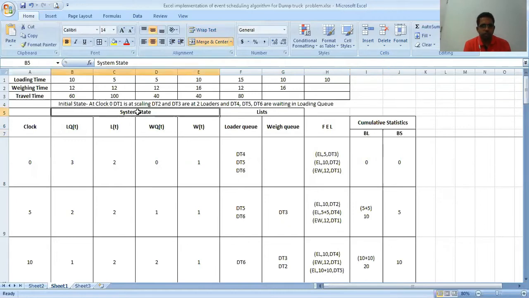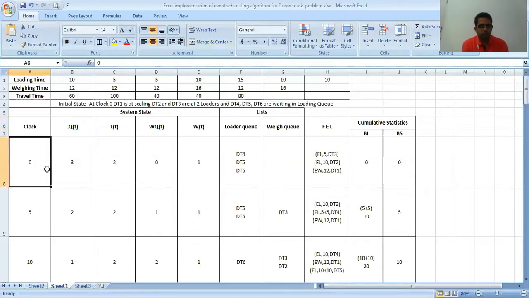So as per the system state, we have 4 pieces of information to be taken. One is the waiting queue of the loader, LQ(t), another is the loader at time t, L(t), and WQ(t) represents the waiting queue at the weighing machine, and W(t) represents whether the weighing machine is busy or idle. So L(t) will be either 0, 1, or 2. W(t) will be either 0 or 1. We know what these values are explaining.